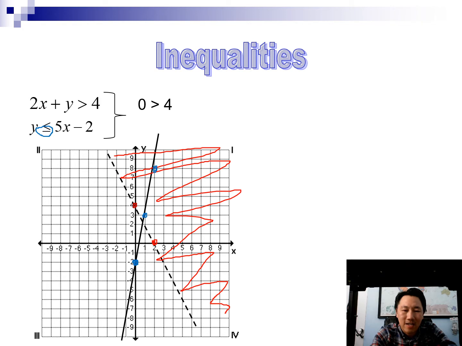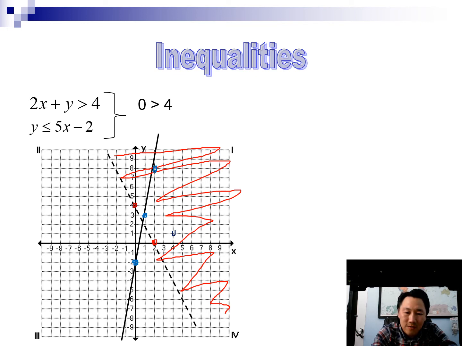Now we have to decide where to shade. Again, you can try 0, 0. But if you notice 0, 0 is super close to our line, you can still test it. It still should work. But I'm more comfortable with testing a point that's way far away from the line. So I'm just trying to show you that you can actually choose any testing point you want. It doesn't always have to be 0, 0.